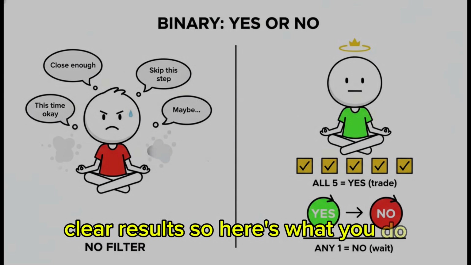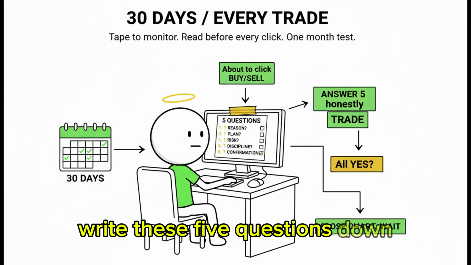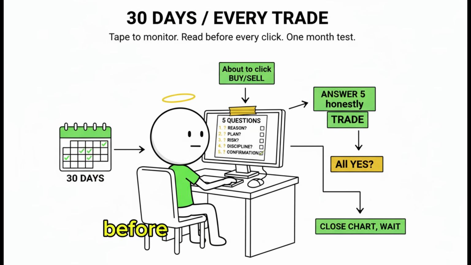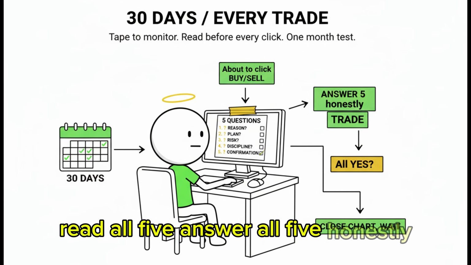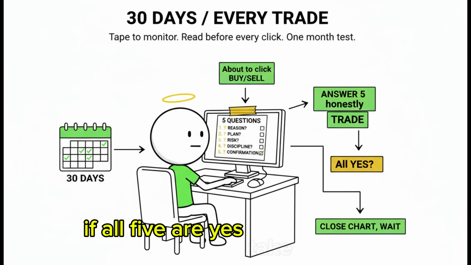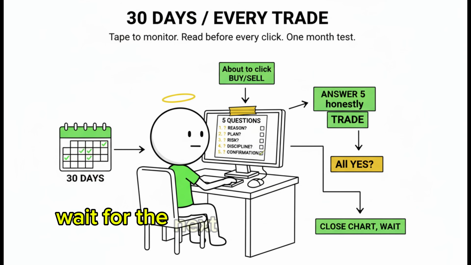So here's what you do. Write these 5 questions down, tape them to your monitor. Before you click buy or sell, read all 5. Answer all 5, honestly. If all 5 are yes, take the trade. If even one is no, close the chart. Wait for the next one.